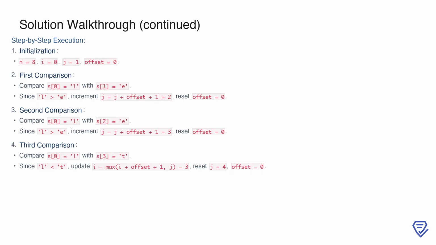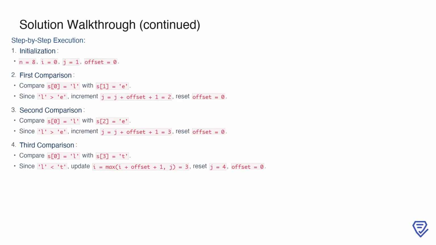In the example where s equals leetcode, we start with the same initialization. The length of the string, n, is 8. We set i equals 0, j equals 1, and offset equals 0. For the first comparison, we check s[0] equals l against s[1] equals e. Since l is greater than e, we discard the candidate at index j by incrementing j to 2 and resetting offset to 0. For the second comparison, we again compare the substring starting at i with the one starting at j. This time, s[0] equals l is compared with s[2] equals e.